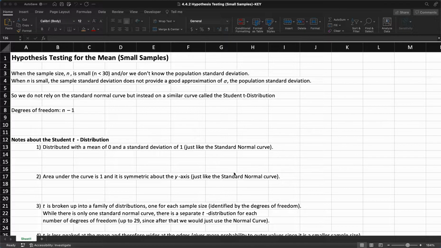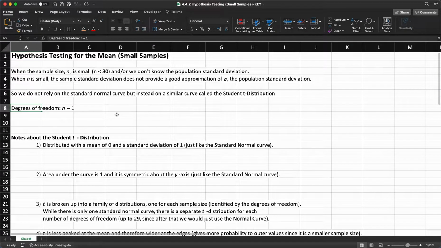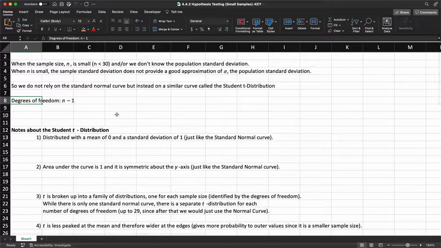So we cannot rely on the standard normal curve anymore for our calculations. So we can't use our norm.dist, we can't use our norm.inverse to do the things that we were doing to find our p-value or our confidence intervals. So instead, we're going to use a similar curve called the student t-distribution. But what you need to know first is that there's something called degrees of freedom, which is basically just the sample size minus 1. So that's going to be n minus 1. And so when you see degrees of freedom, just know that you're subtracting 1 from the sample size.